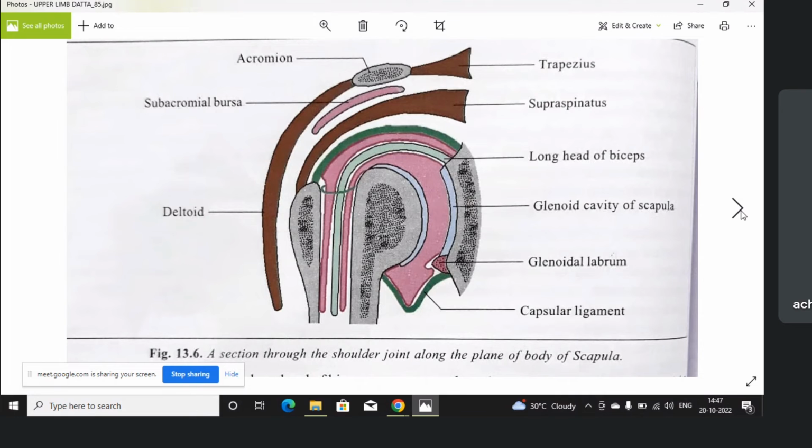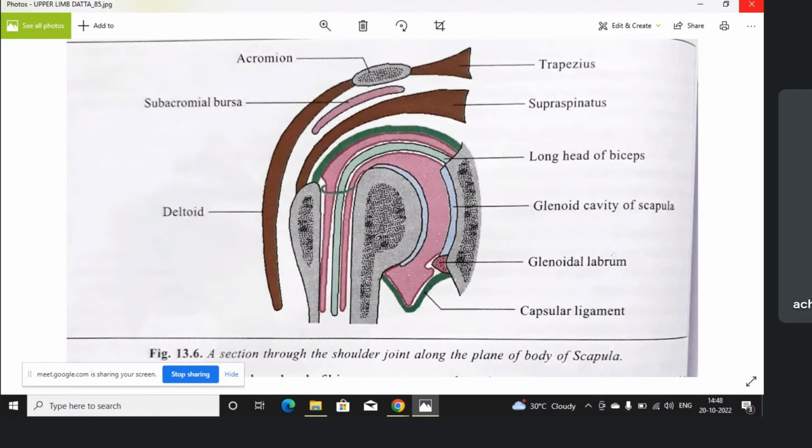Long head of the biceps originates from where? From the supraglenoid tubercle. The capsular ligament covers the supraglenoid tubercle also. That's why it is an intracapsular structure. Are you getting?